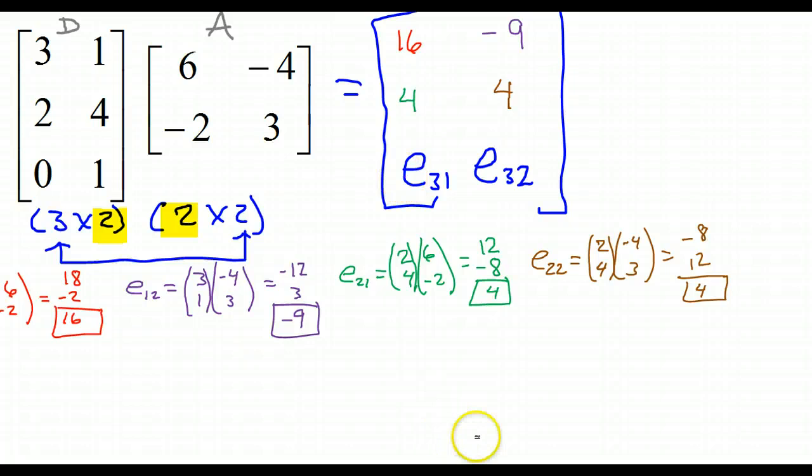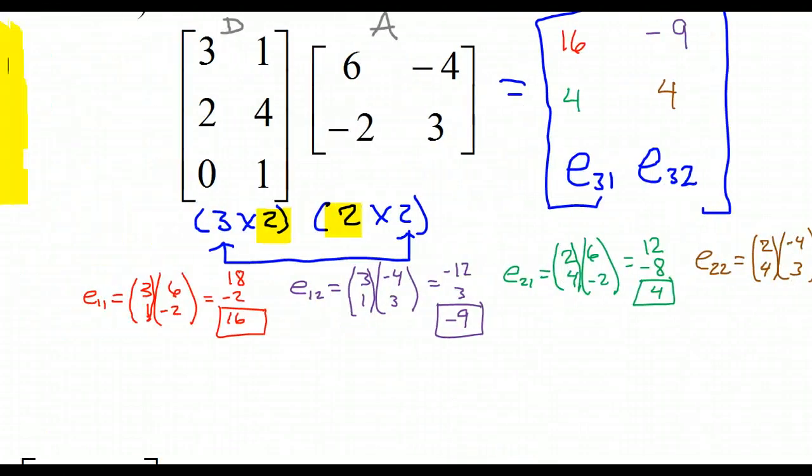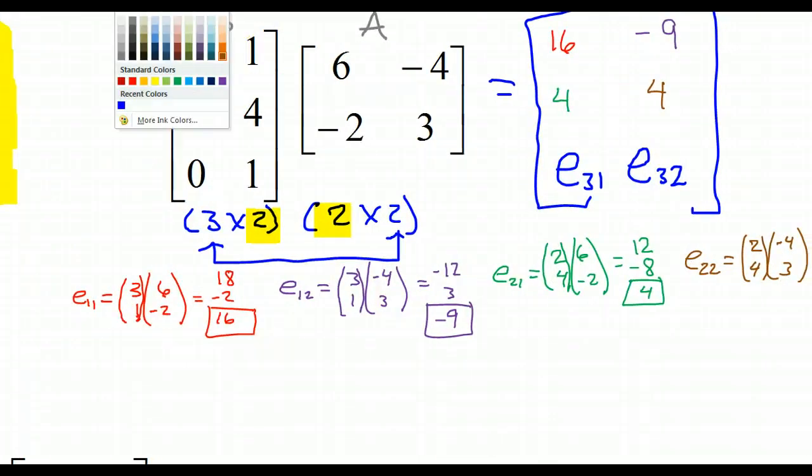Okay, 2 more to go. Let's do element 3,1. Running out of colors, man.